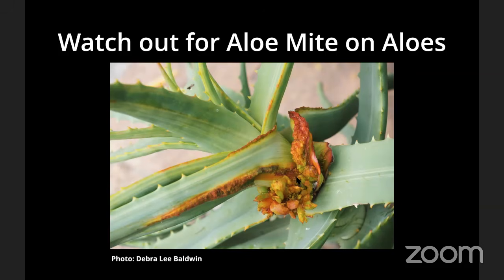And if you see this, what you want to do is you just want to cut off below the infected part. And if it's an aloe, sometimes you can just do it on a leaf or a couple of leaves. Sometimes it's the whole branch. Occasionally it's the whole plant. Usually it's not that if you get it early.